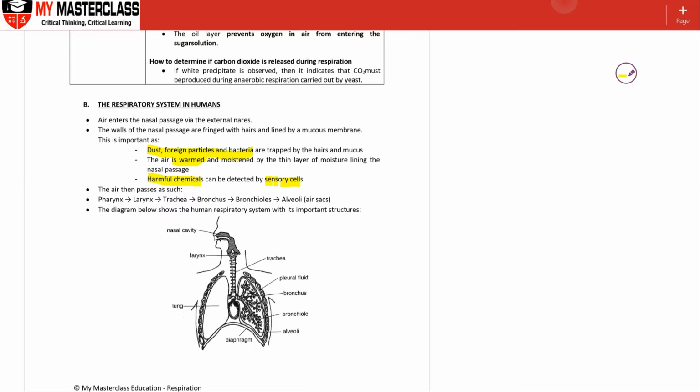So from the nasal cavity itself, the air will then pass through into the larynx and then into the trachea and then into your bronchus here, into your alveolus, which is your cauliflower looking components here. Okay, so alveolus is singular, alveoli will be the plural form, and these are the air sacs which can actually expand and contract depending on inhalation or exhalation.